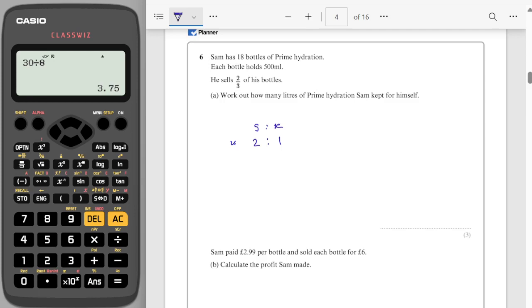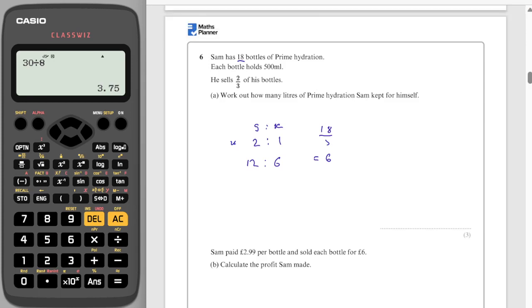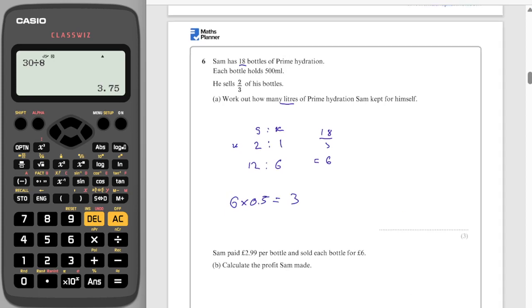So the ratio is 2 to 1. So if he has 18 bottles, 18 divided by 3 is going to be 6. So he would sell 12 and he would keep 6. And each bottle holds 500 milliliters. So how many liters? Each bottle holds 0.5 of a liter, so 6 times 0.5 is going to give me 3. So he would keep 3 liters.